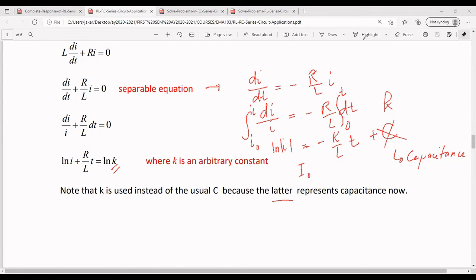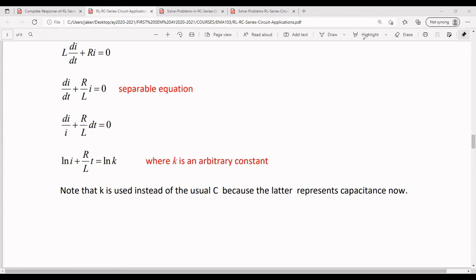So no question for now. Okay, I will clear my markings here.